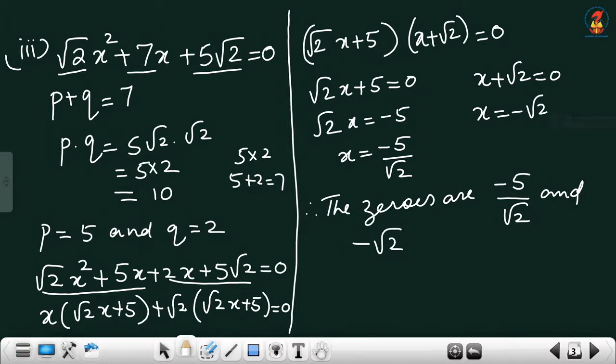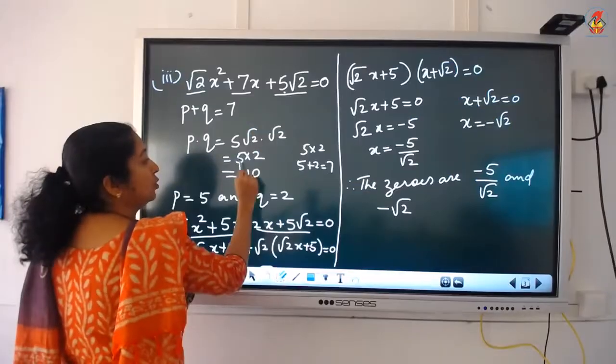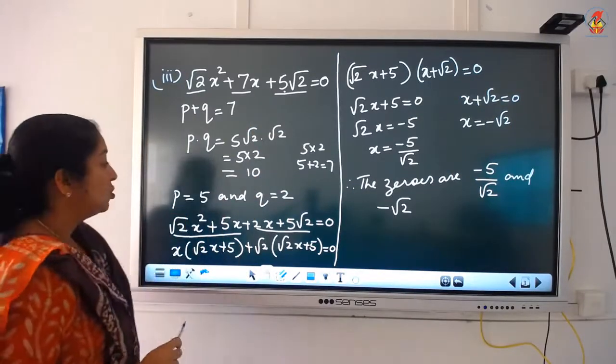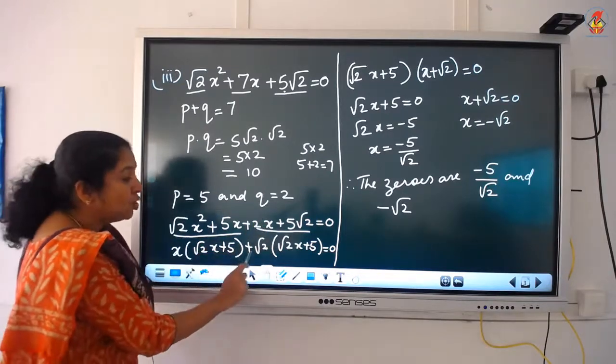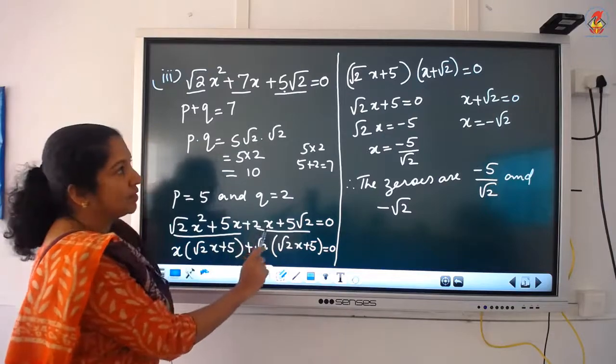So, the question is root 2x square plus 7x plus 5 root 2 equal to 0. You have to identify two numbers p and q such that p plus q is equal to 7 and p into q is the product of these two, 5 root 2 into root 2. So, 5 into 2, 10. So, the numbers are 5 and 2, then we are splitting it as 5x plus 2x.